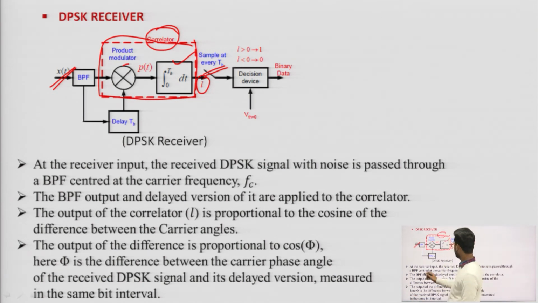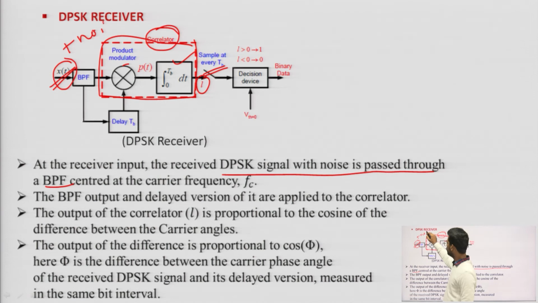Okay, so at the receiver input, the received DPSK signal with noise is passed through the band pass filter, centered at the carrier frequency Fc. The band pass filter output and a delayed version of it are applied to the correlator. Okay, output and delayed version both, I have already told.